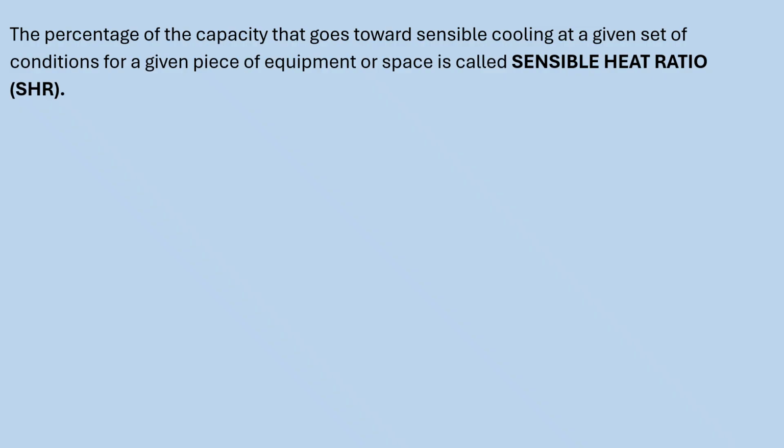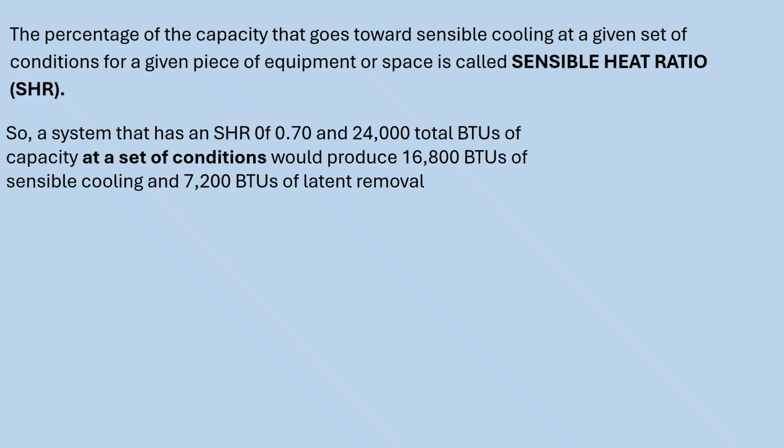The percentage of the capacity that goes towards sensible cooling at a given set of conditions for a given piece of equipment or space is called sensible heat ratio. So a system that has a sensible heat ratio of 0.70 and 24,000 total BTUs of capacity at a set of conditions would produce 16,800 BTUs of sensible cooling and 7,200 BTUs of latent removal.